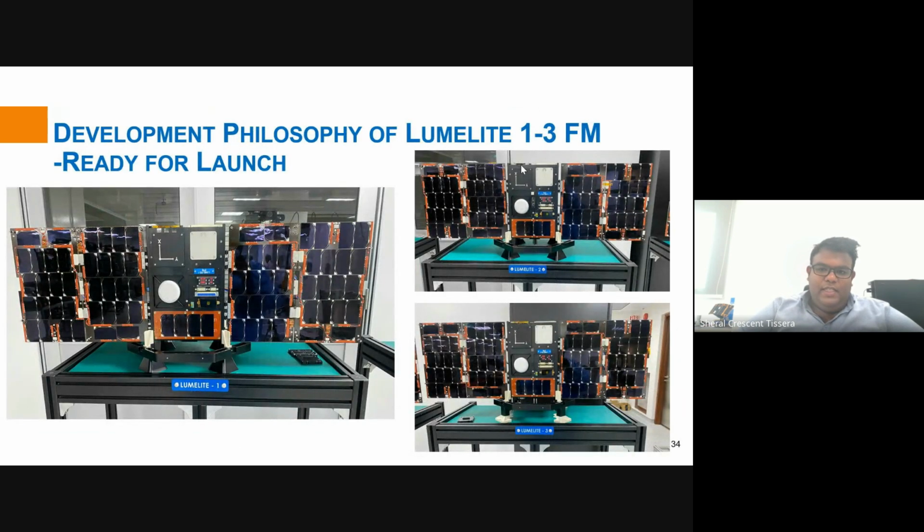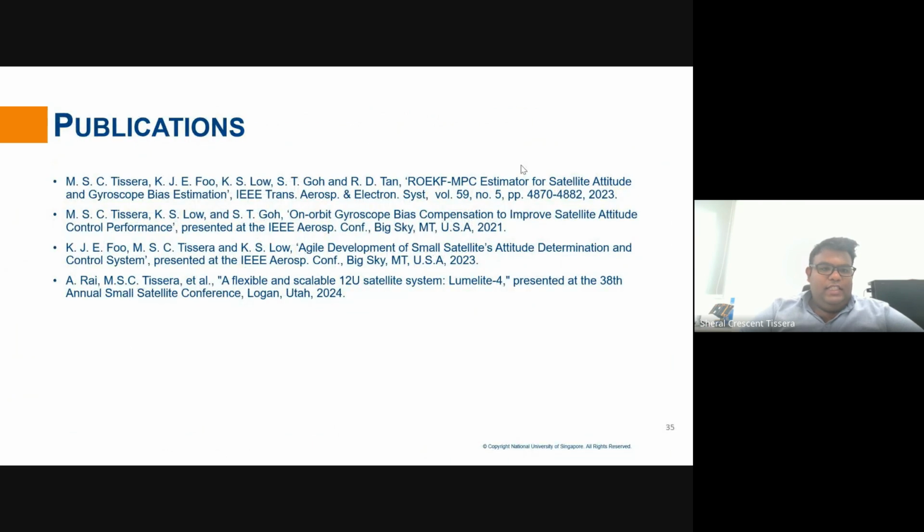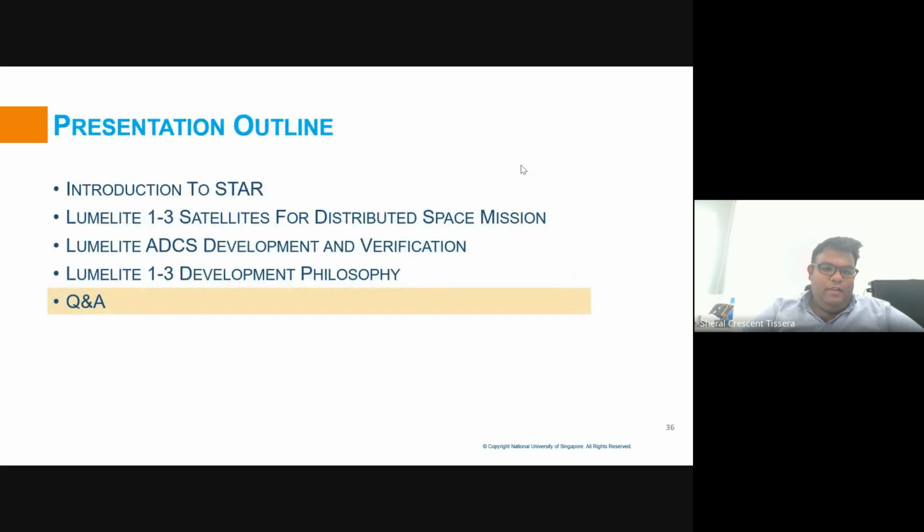These are some of the pictures of the Lumelite 1, 2, 3 satellite flight model hardware that is ready for launch in the third quarter of this year. These are some of the publications relevant for the development of attitude determination and control system. If you want to find out more info, and with that, come to the Q&A session, and I'm happy to take any questions you guys have.